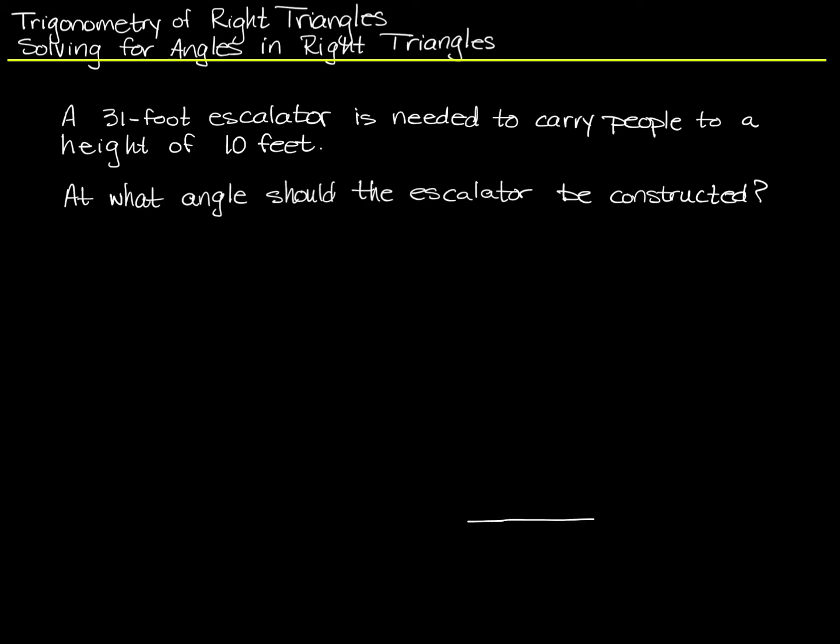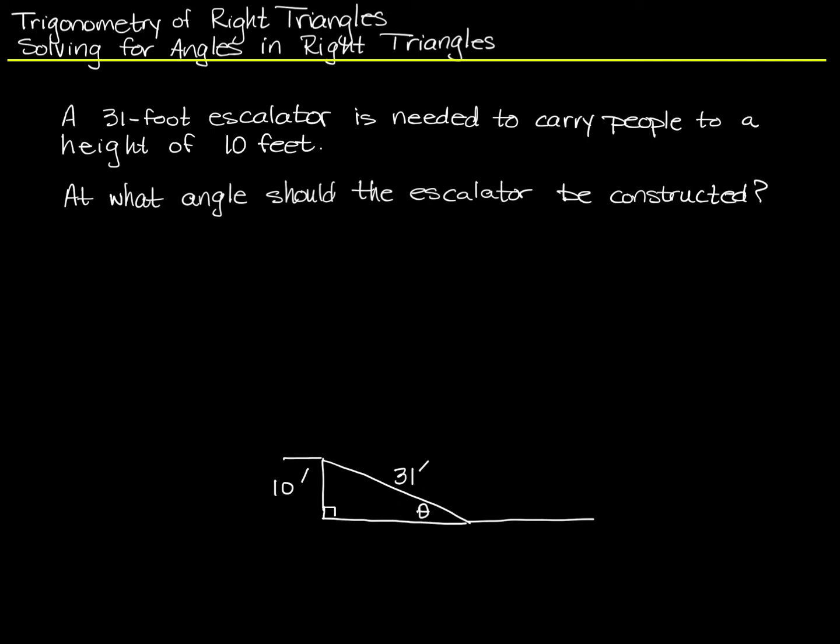Basically, if this is the ground floor and we need to get 10 feet higher, then the escalator will carry us from the ground floor up to the next floor, and the difference there, they tell us, is 10 feet. The question is, what is this angle? We're also told that the escalator itself is going to be 31 feet. So now from the perspective of my angle, I have an opposite side and I have a hypotenuse, right? The adjacent side would be down here.